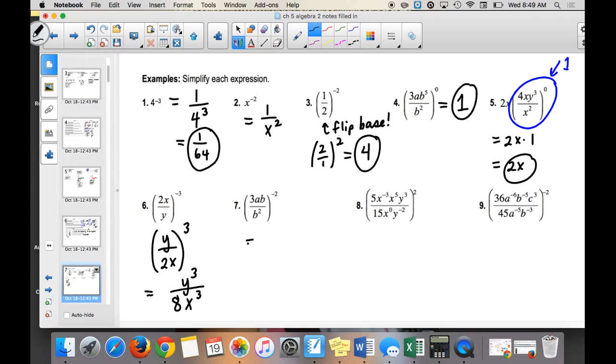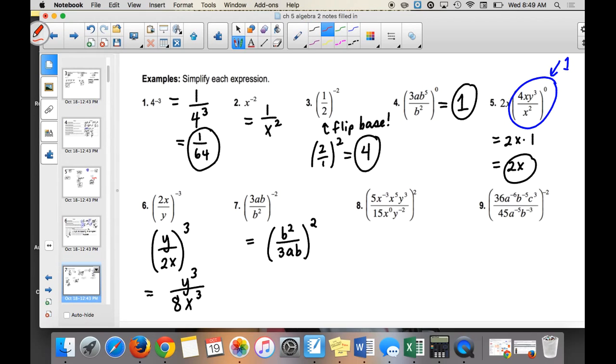All right, so the next one, we're going to flip the base. So we're going to get b squared over 3ab, and we're going to raise it to the positive 2. And then from here, you can do lots of things. You can simplify on the inside and then square, or you can square everything and then simplify. It doesn't matter. I tend to simplify first, just in case we have some messy numbers.